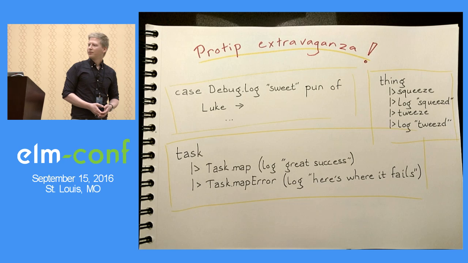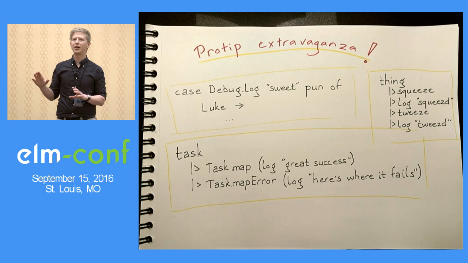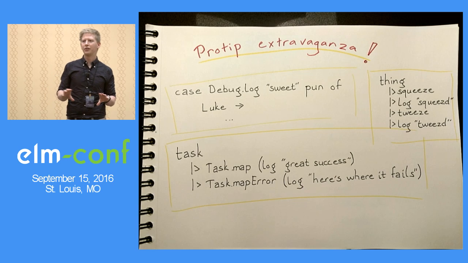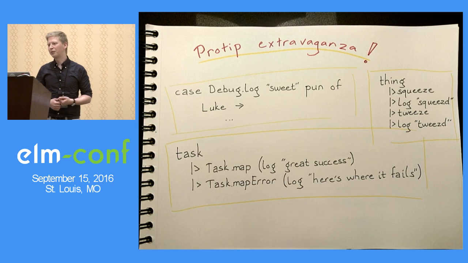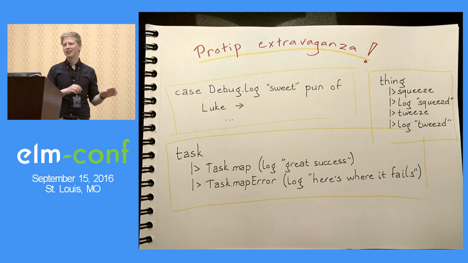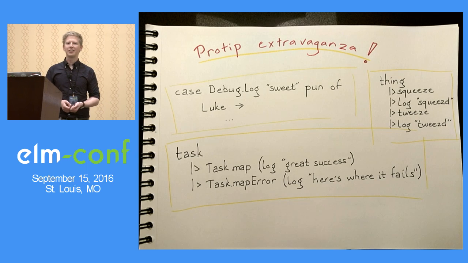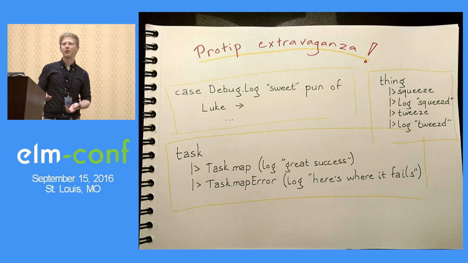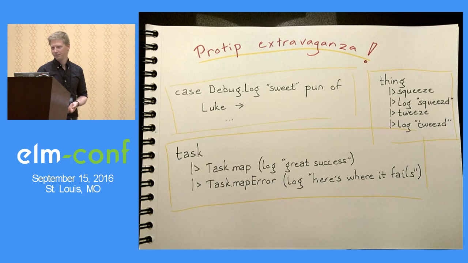And then the last one, remember that you can check your pipeline transformations by debug logging above and below what you want to inspect. So here we have a thing, and we call squeeze on it. Then we log the squeezed value. Then we call tweeze on it, and then when we log, we will get how it changed in between.